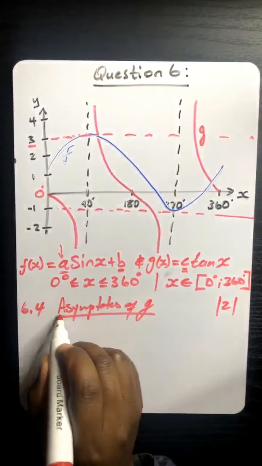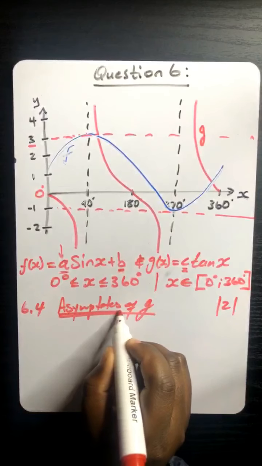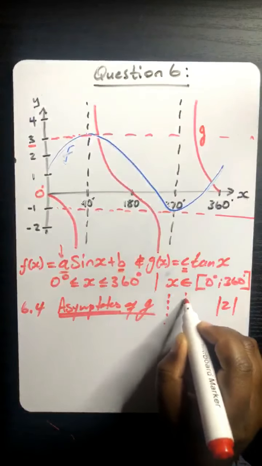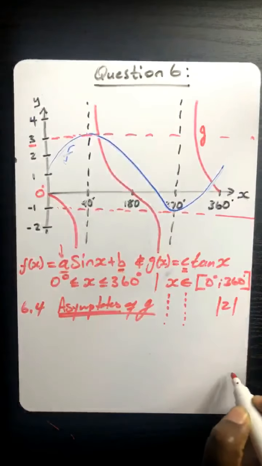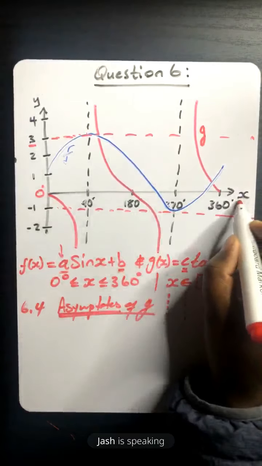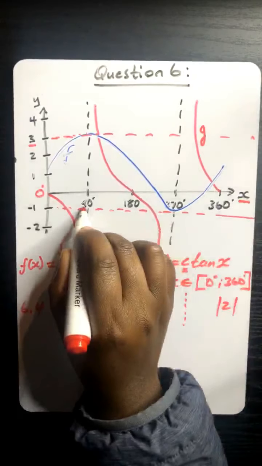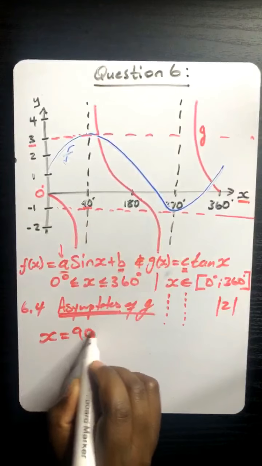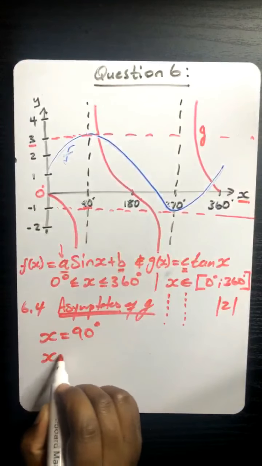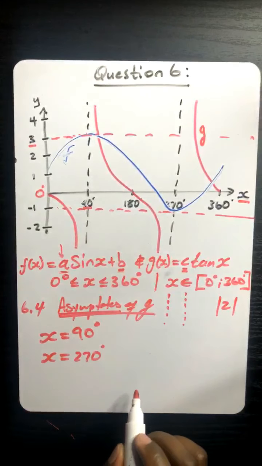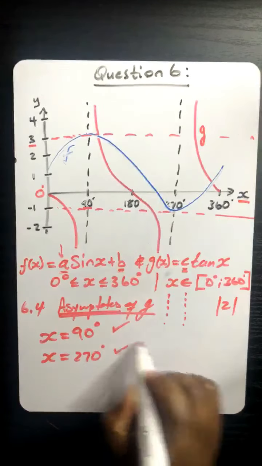So, guys, the asymptotes refer to the broken lines. Where are we having our broken lines, guys? Are we not having them at x is equal to 90 degrees and again at where x is equal to 270 degrees? So you're going to say x is equal to 90 degrees, and x is equal to 270 degrees. That's how you score yourself 2 marks.